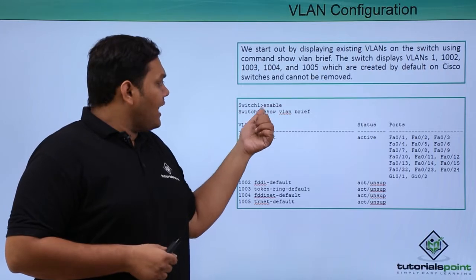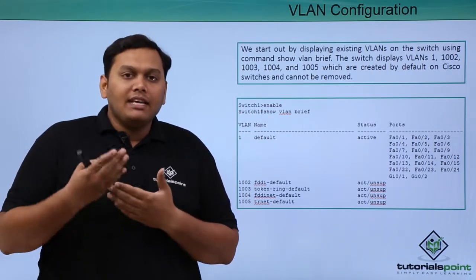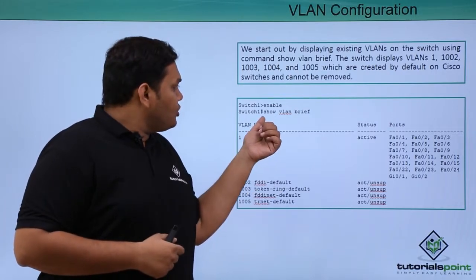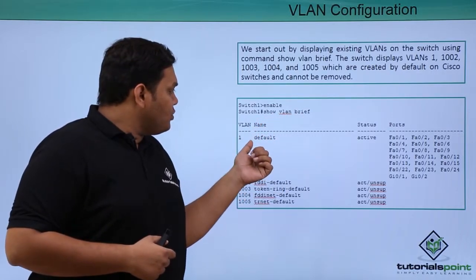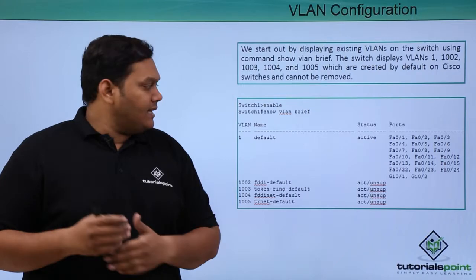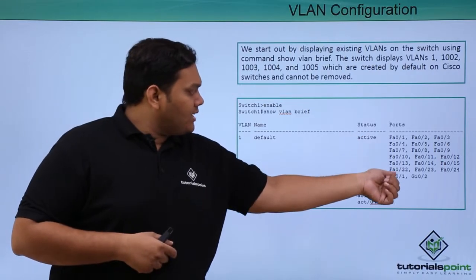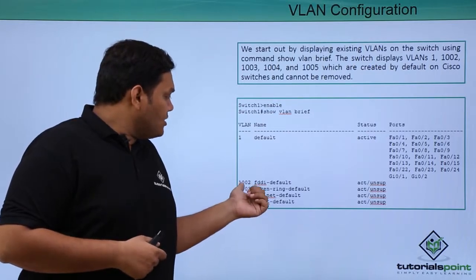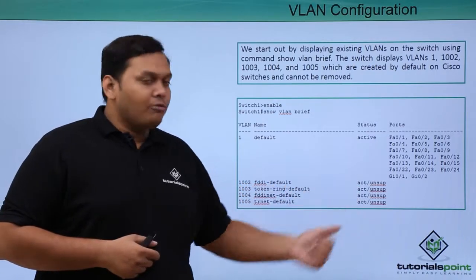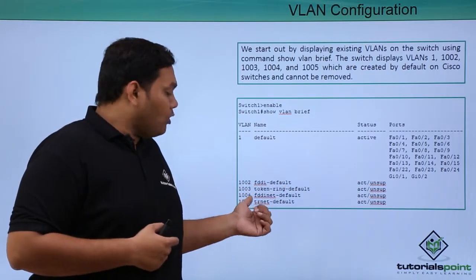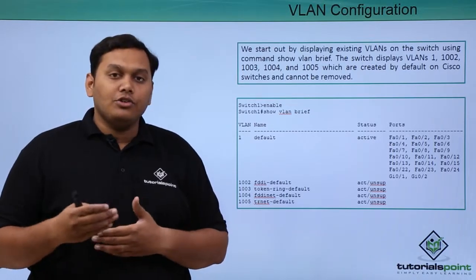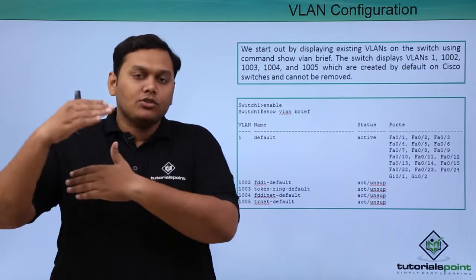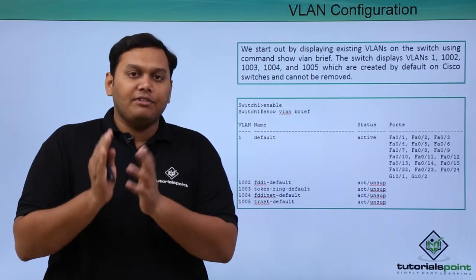First, we have to check what VLANs are available on the switch by default. Show VLAN brief gives you the default port details, as well as the ports available for that default VLAN. 1002 is also a default one, followed by 1003, 1004 and 1005. These are the default VLANs available on the Cisco switch before creating any VLAN.